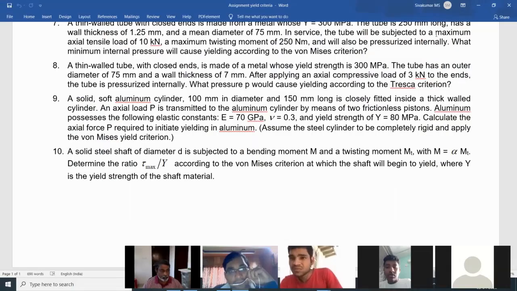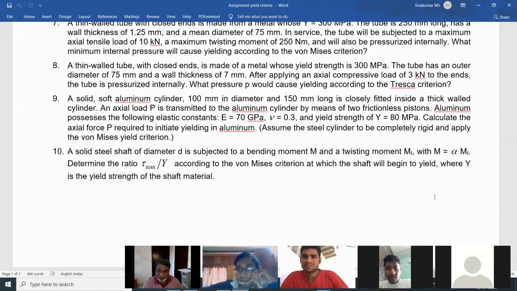A solid steel shaft of diameter D is subjected to bending moment and twisting moment. Yes, sir. The two are given. Determine the ratio of tau max by Y. Y is yield strength of the shaft. What does that mean? What does it mean to say yield strength of the shaft? It is isotropic.